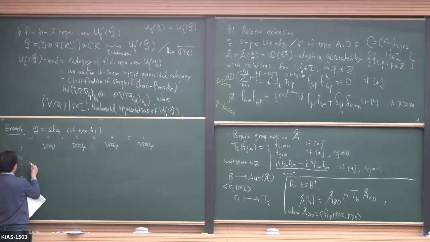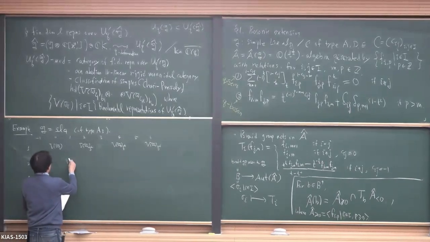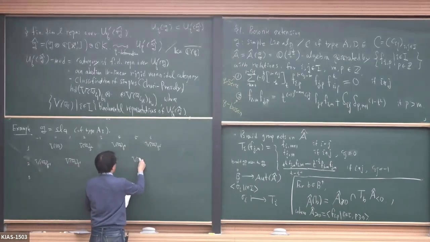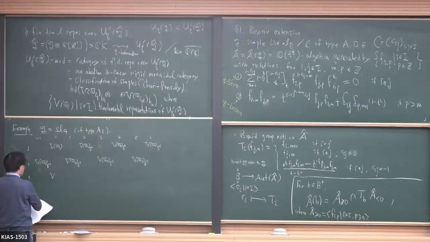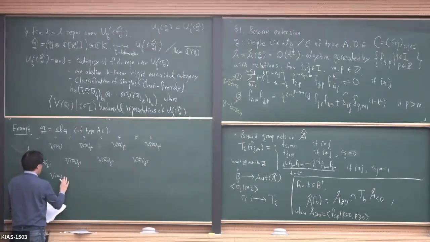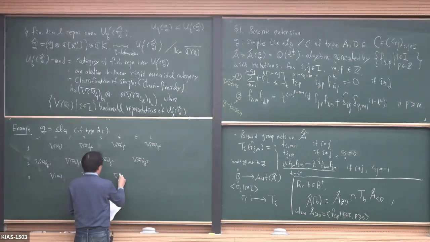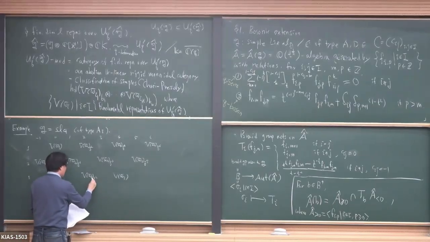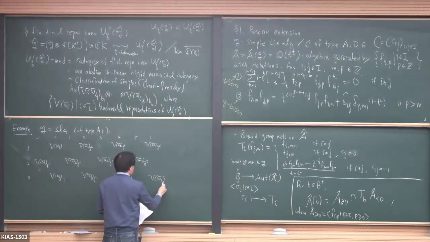For the second fundamental, I'll choose the parameter shifts to be odd powers of q: q^1, and this is q^3, and so on. And for the third fundamental, I'll take the even powers: q^0, q^2, q^4, and the last one is q^6.